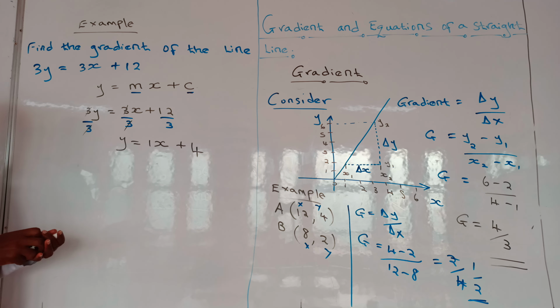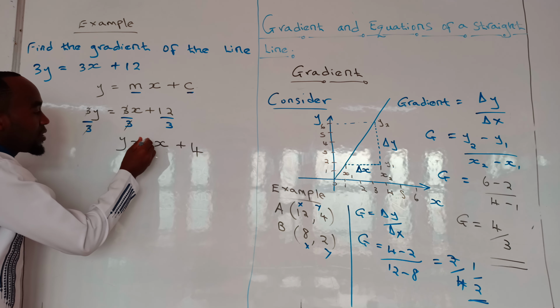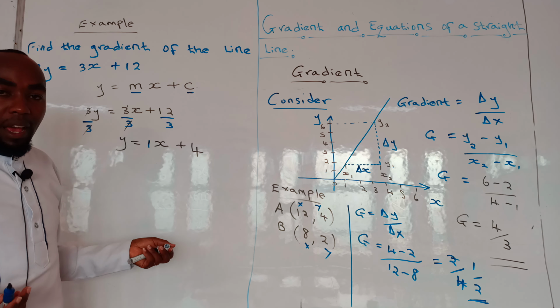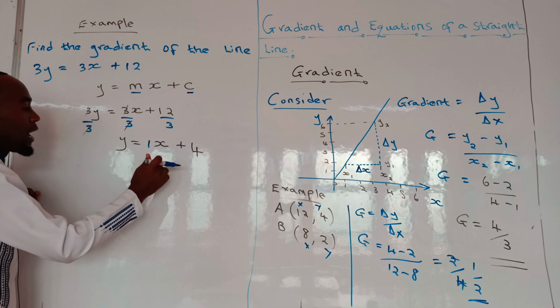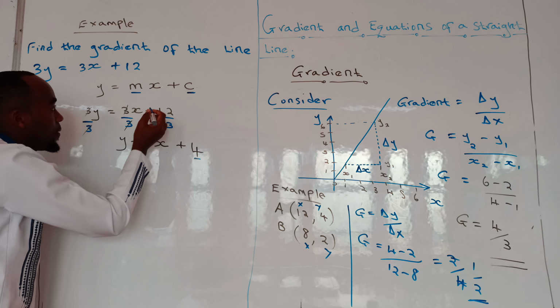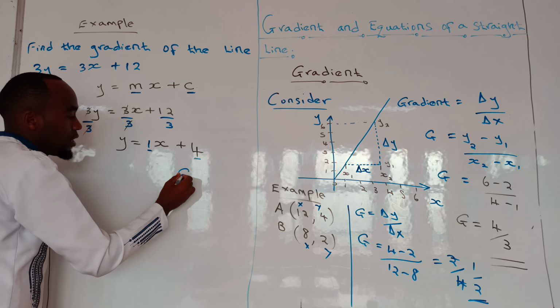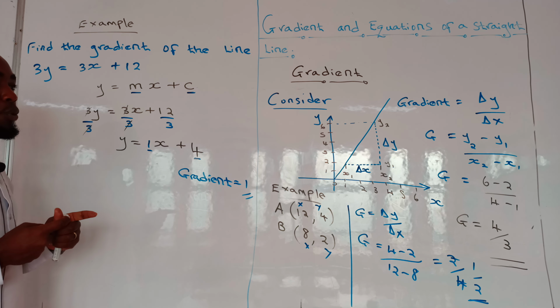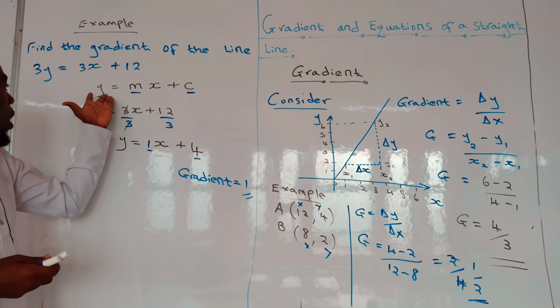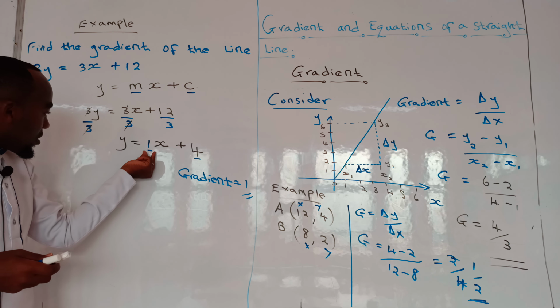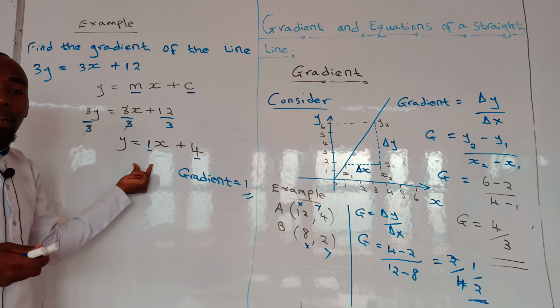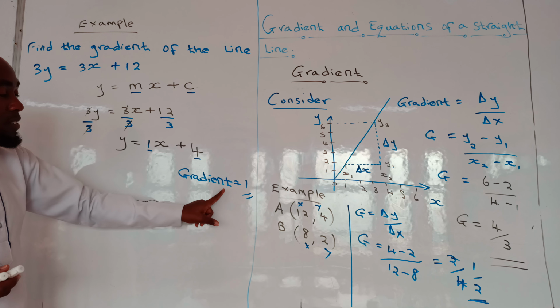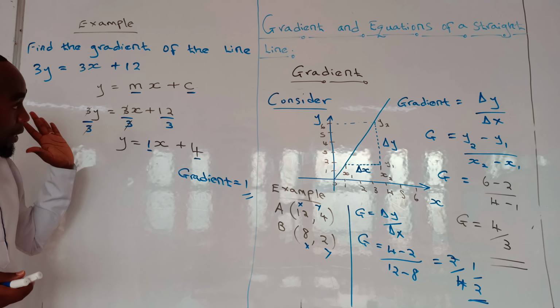Therefore, from such an equation, even without writing that 1 there, definitely you can see that the number that is attached to x is a 1, because 1 times x is still x. Therefore, we have said this is a constant c, and therefore this is the gradient. Therefore, the gradient of our line is equal to 1. Are we together? Therefore, when you write an equation in the form of y is equal to mx plus c, the number that is left here may be 2, may be -4, may be 7. That is what we refer to as the gradient of that particular line.